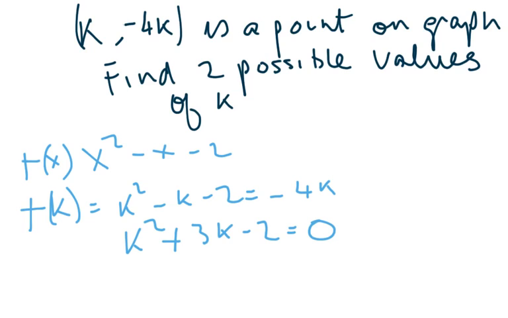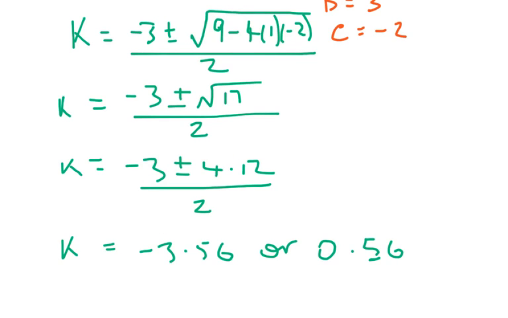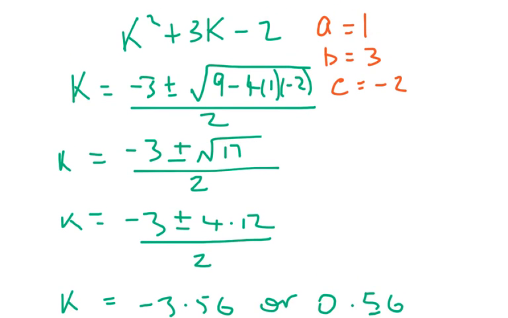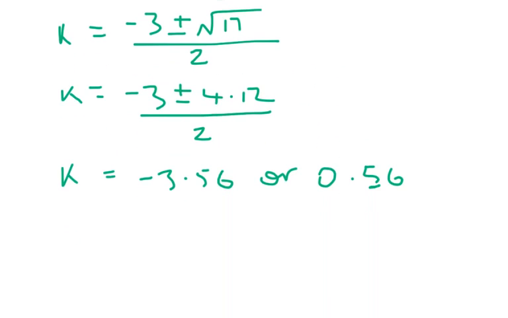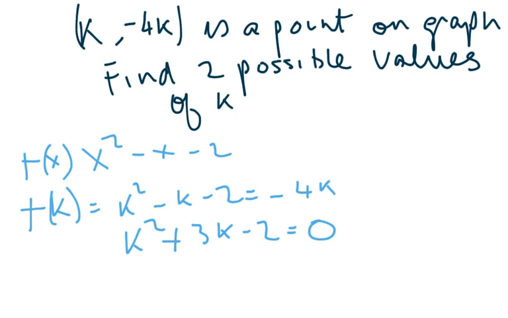So let's solve the quadratic equation. We solve it using the minus b formula. So we've got k is equal to minus b plus or minus the square root of b squared minus 4ac, all over 2a. There's our equation, by the way: k squared plus 3k minus 2. a is equal to 1, b is equal to 3, and c is equal to minus 2. Stick it into the minus b formula as per normal, and you're going to get these two values here. So k is equal to minus 3.56, or k is equal to 0.56. So this is your answer to the question which said, find two possible values for k.